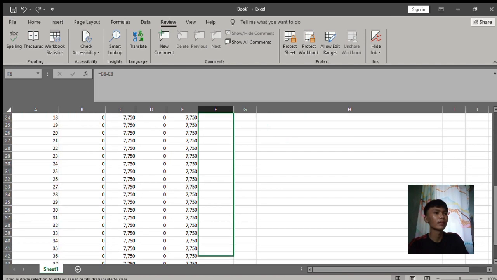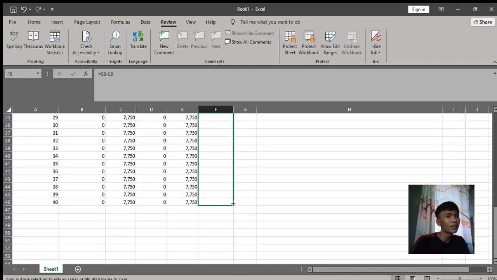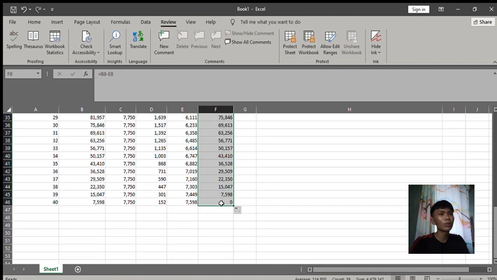Then save. So that's all, and we have the ending balance of 0. So our amortization schedule is correct.